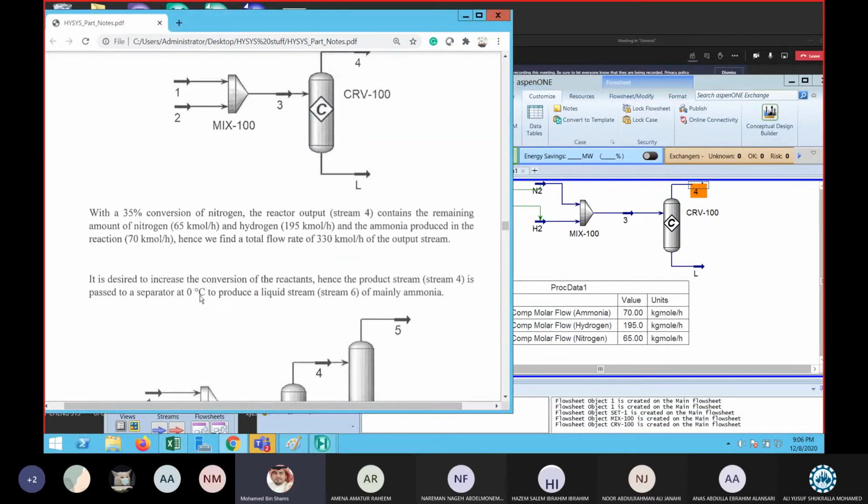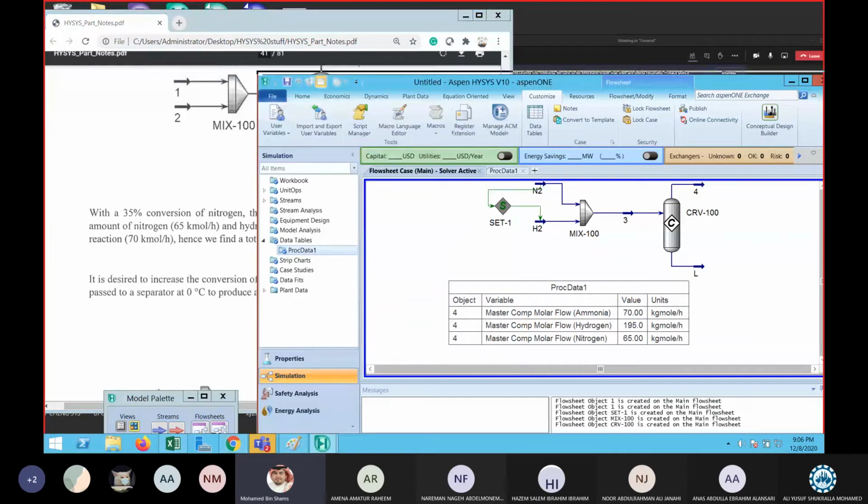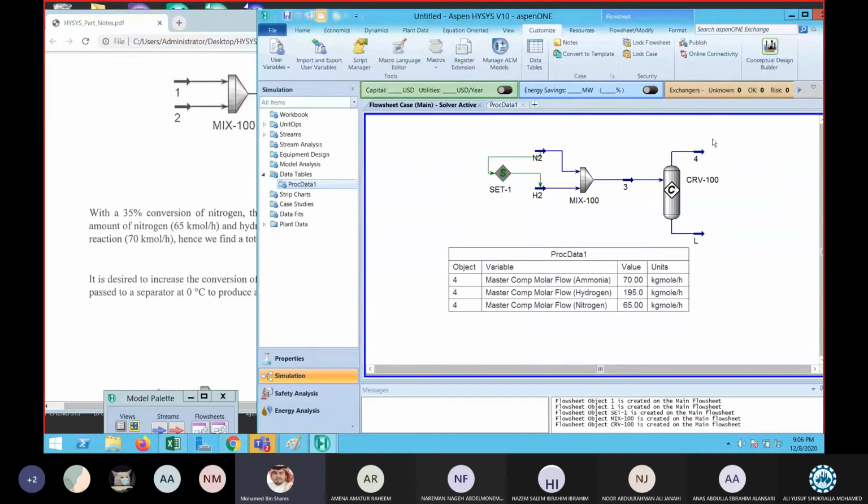He wants us to cool it to produce a liquid stream, which he called stream number 6, of mainly ammonia. So see what he wants to do? He wants to cool it, and he's using a separator to do this.